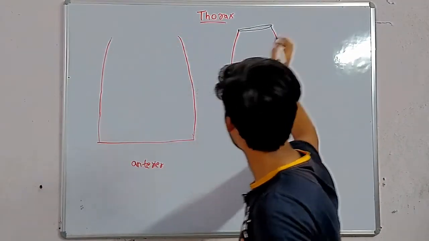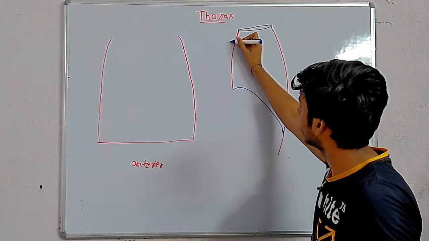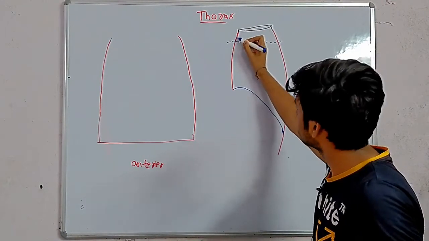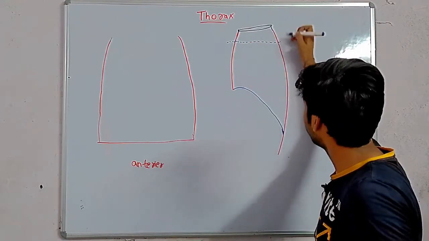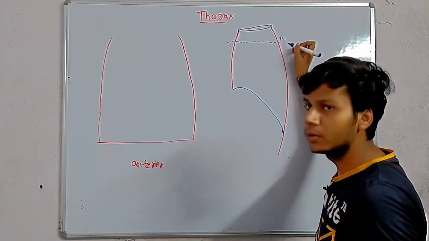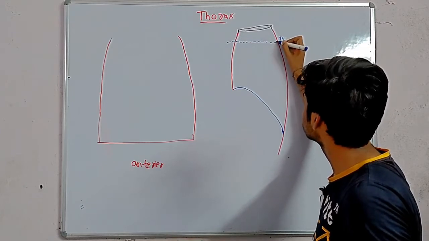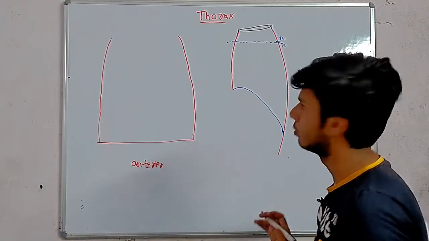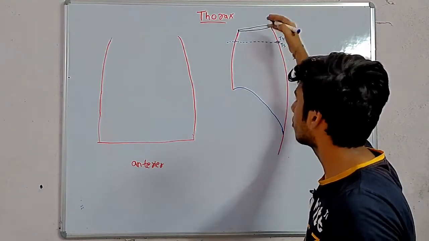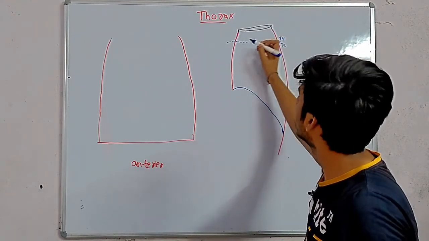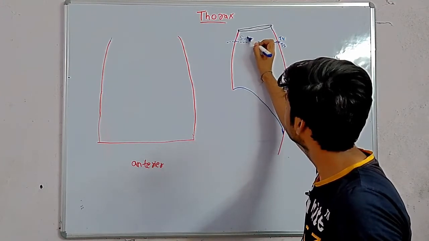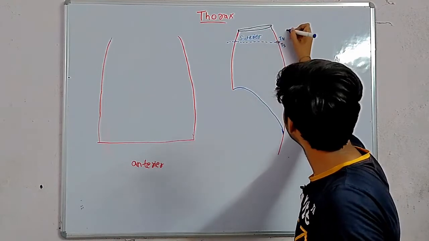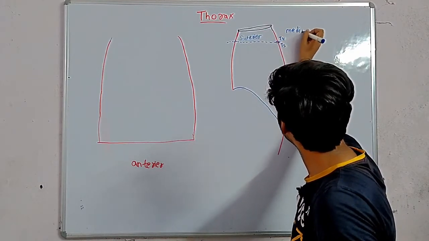So first we know that there is sternal angle found here. Sternal angle. This is the manubriosternal joint, and in back this is T4 vertebra and T5 vertebra. This is the T4-T5 intervertebral disc found between T4 and T5 vertebra. So this is sternal angle. Above the sternal angle is called superior mediastinum.